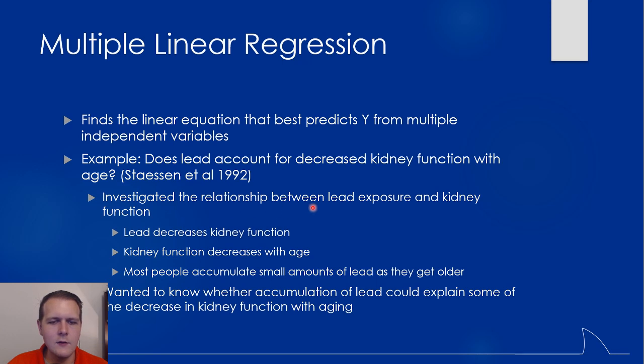They're looking at the relationship between lead exposure and kidney function, because one, we do know that lead decreases kidney function. We also know that kidney function decreases with age. And we also know that most people tend to accumulate at least small amounts of lead as they get older. It's just one of those natural things you pick up from the environment in a lot of cases. So they want to know whether accumulation of lead could explain some of that decrease in kidney function with aging, or is it maybe just related to aging by itself? So again, we have a couple of different variables we're looking at, with ultimately the outcome being kidney function.